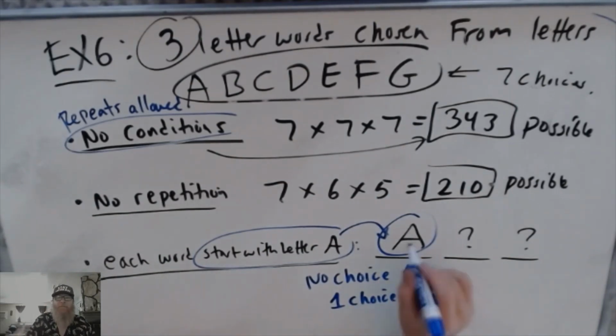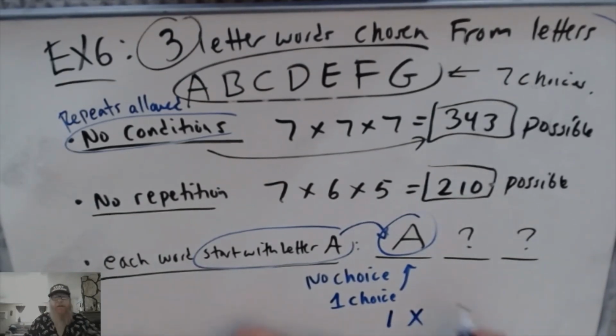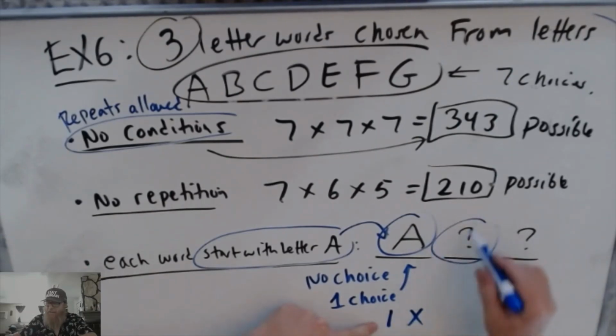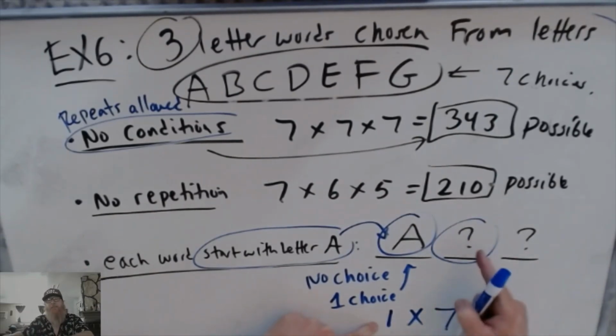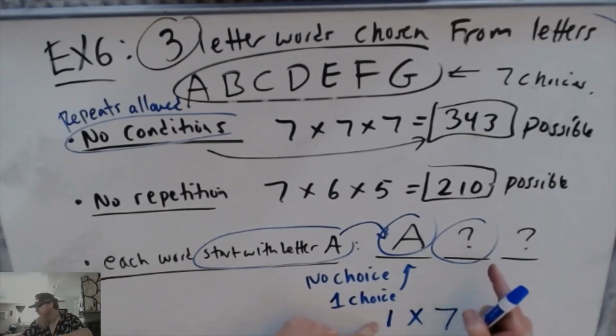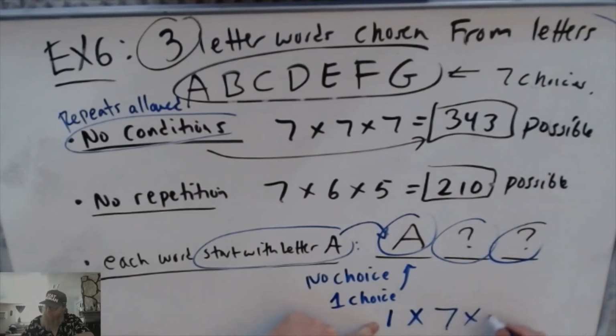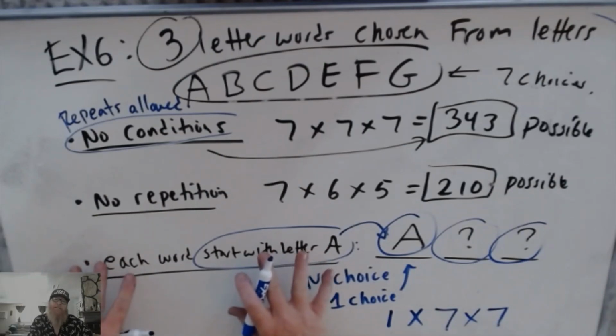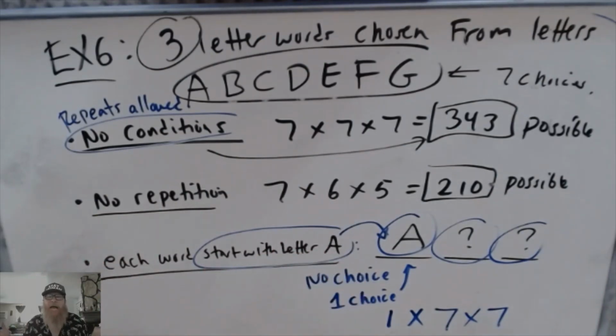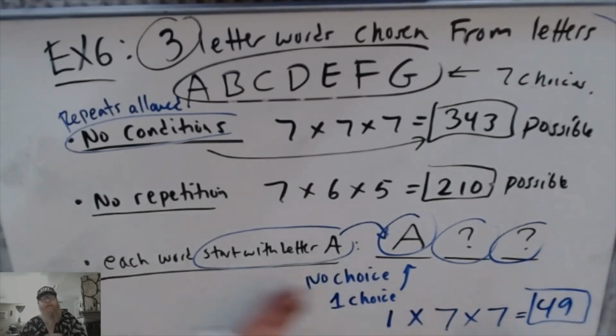So that means that that number is going to be 1, because you have one choice. And then you have 7 choices for the next letter. And then you have 7 choices for the final letter, because it doesn't say that we can't repeat. It just says that it has to start with the letter A. So that would be 49 possibilities, 1 times 7 times 7, if every word had to start with the letter A.